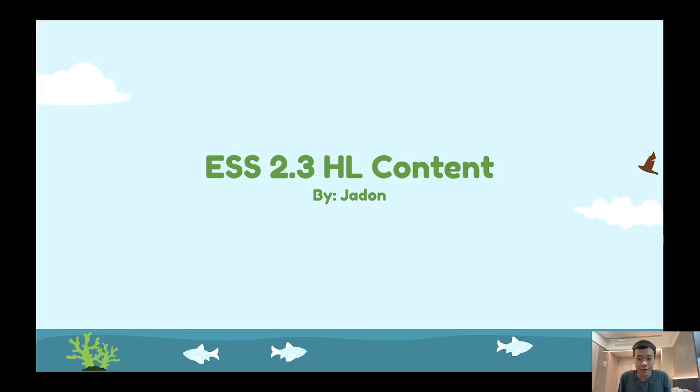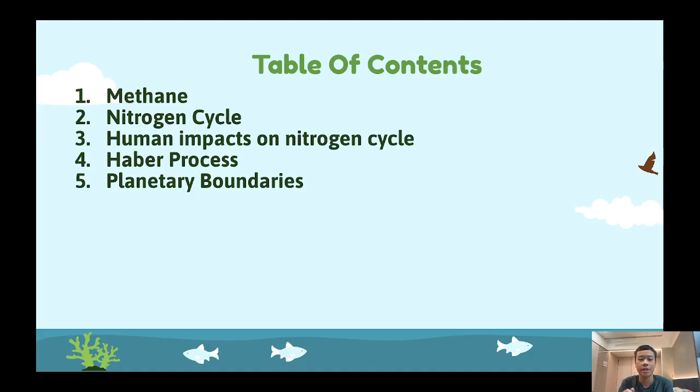Now, for those who are watching this video, this is just a brief overview of the HL content. We are not going in depth into anything. It's just a review. So let's start by talking about the table of contents. We'll be talking about methane, the nitrogen cycle, human impacts on the nitrogen cycle, the Haber process, and the planetary boundaries.